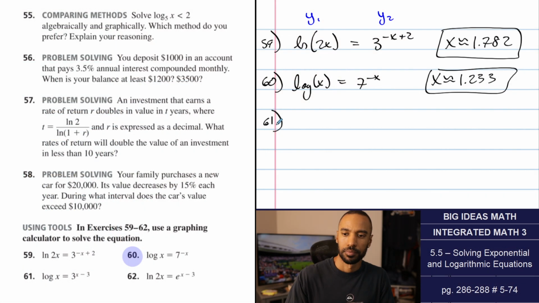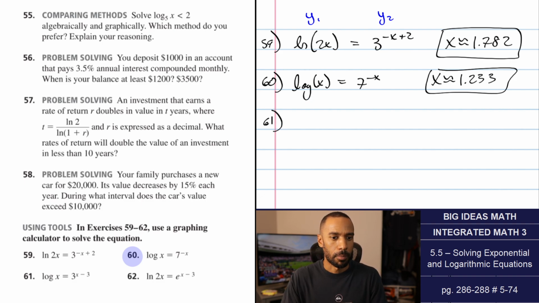So where do these guys intersect? I got to go a little bit right there and figure it out. Okay, it's about 1.233. There you have it, 1.233. Number 61, same log of x on this side. And then we go back to natural log of 2x. I should have looked beforehand and seen what was going on. I seen it. All right, 3 to the x minus 3 power.